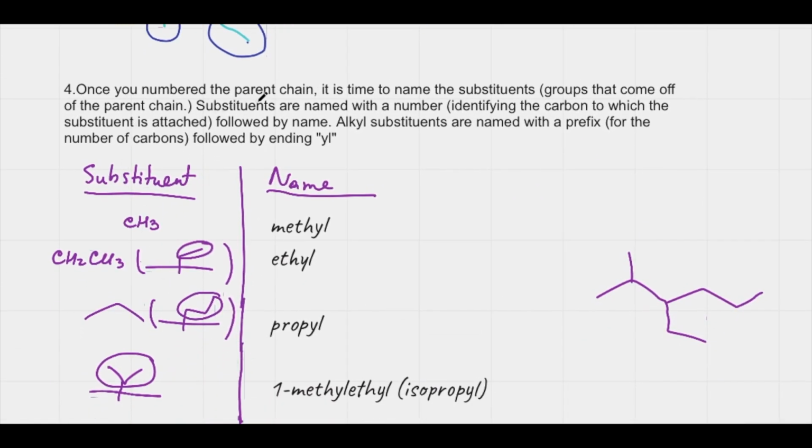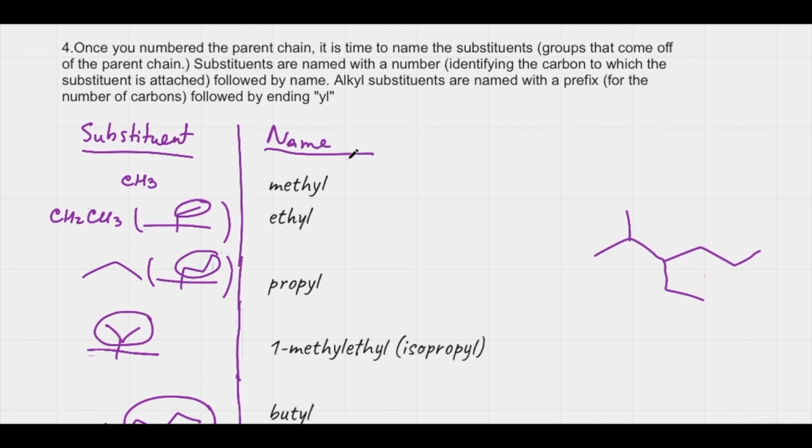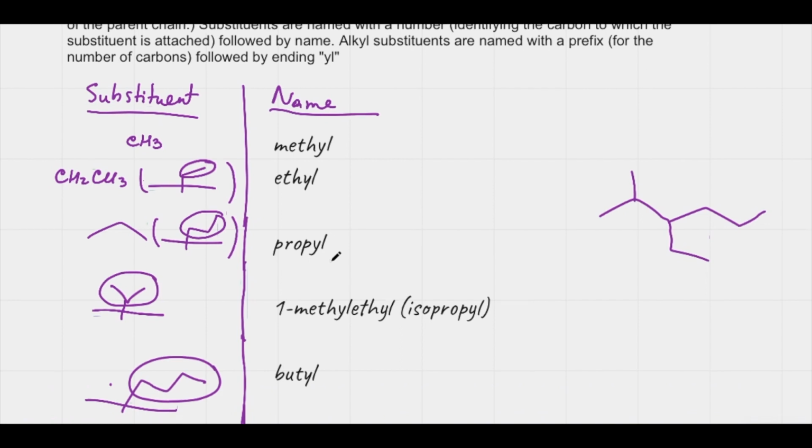Once we have numbered our parent chain, it is time to name the substituents, which are the groups that come off the parent chain. If we have alkyl substituents, like I said before, which are substituents that contain carbons, then we're going to use the prefix ending in -yl. So for example, if it's 1 carbon coming off, it's methyl. 2 carbons, ethyl. 3 carbons is propyl.